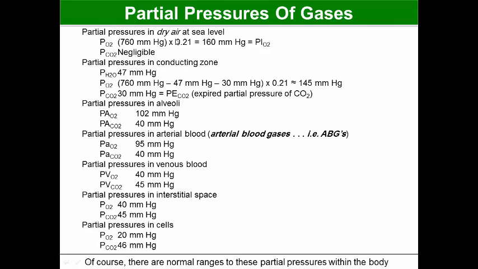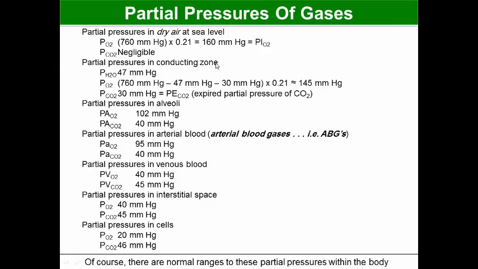We mentioned the partial pressure of oxygen and carbon dioxide in dry air at the sea level. Oxygen, 160 millimeters of mercury. Carbon dioxide, the partial pressure is negligible, almost zero. In the conducting zone of the respiratory tract, now water vapor is added, and the partial pressure of water vapor is now 47 millimeters of mercury. So we need to take this into consideration while calculating the partial pressures of oxygen and carbon dioxide.